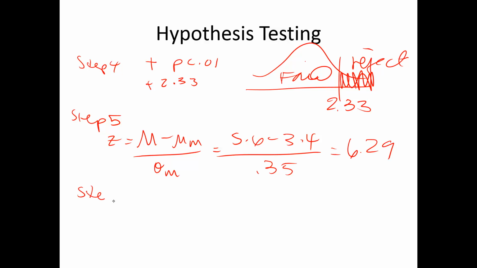So for step 6, I definitely am going to reject the null, because a Z-score of 6 always gets rejected. It's way out here in space. We're way past the finish line. And so that is a large difference between the old test and the new test, where the new program has a higher score.